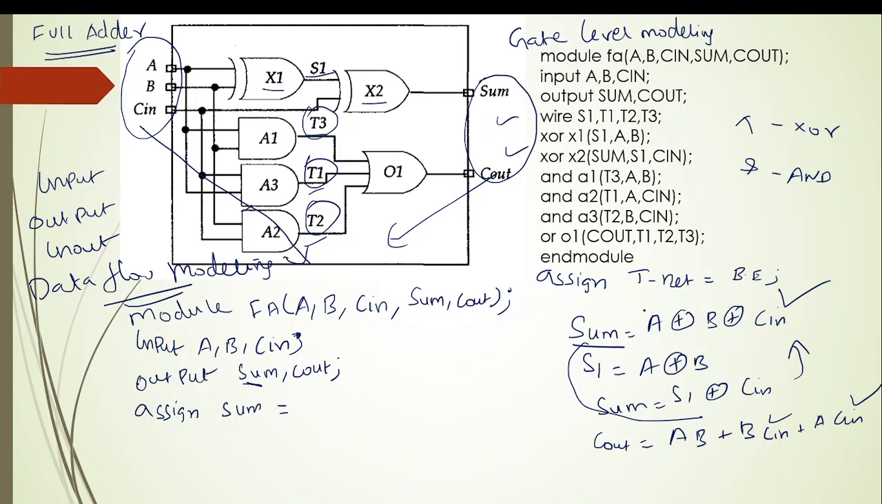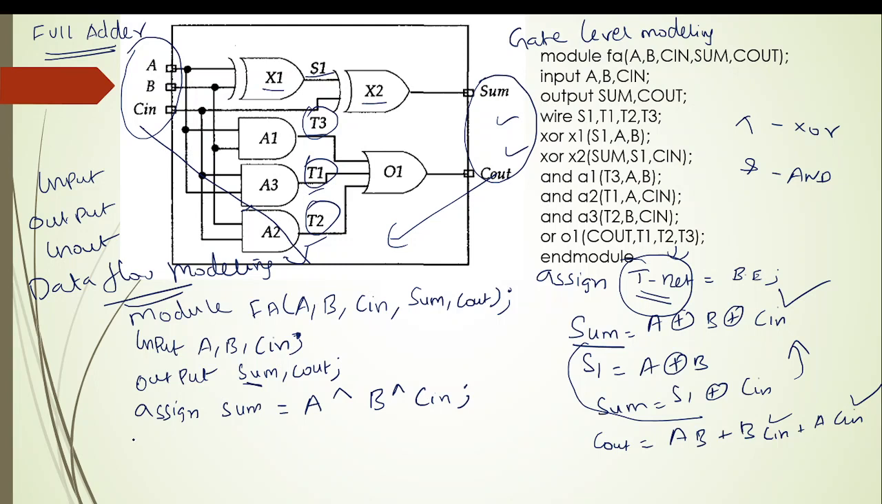Sum will be equal to, here I wrote target net. This should be declared as output, then only I can write here. If I am declaring this as input and if I write it on the left hand side, it will throw an error. So this is supposed to be declared as an output. Whatever variables you are writing on the left hand side have to be declared as output, because I need to assign some value to it. So next, sum equal to A cap, which is XOR operation, B cap Cin. So this is the statement which I can write to calculate sum.